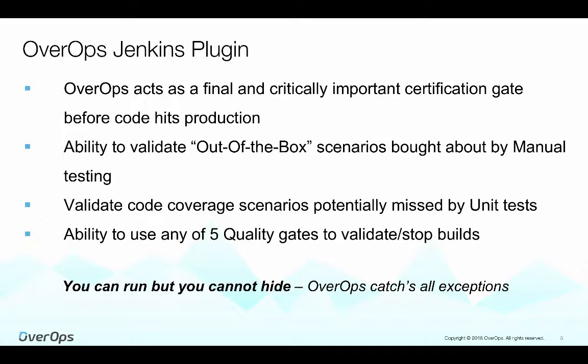You have the ability to use any of your 5 quality gates. OverOps provides 5 quality gates based on which you can stop builds and mark a build as a failure. With OverOps, exceptions can run, but they cannot hide, because OverOps captures swallowed and uncaught exceptions that could potentially not be present in the logs. Let me show you how this works.